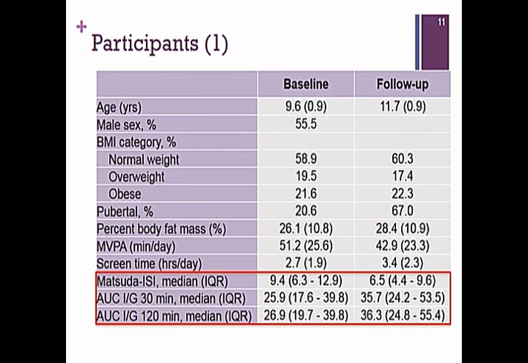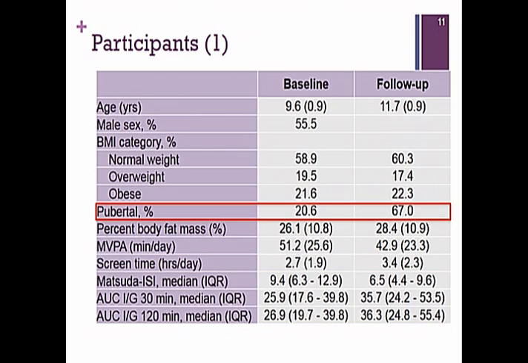Now, looking at the insulin sensitivity and insulin secretion measures, we see that the Matsuda insulin sensitivity decreased over the 2 years, whereas both first phase and second phase insulin secretion increased over the 2 years. And that largely reflects the fact that at baseline, only 20% had initiated puberty, and in the follow-up, the vast majority had initiated puberty.